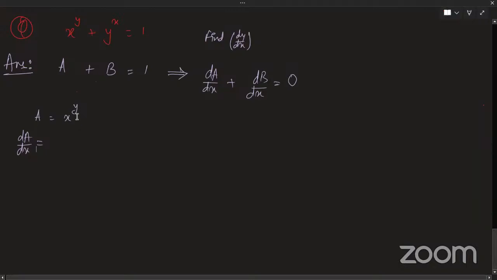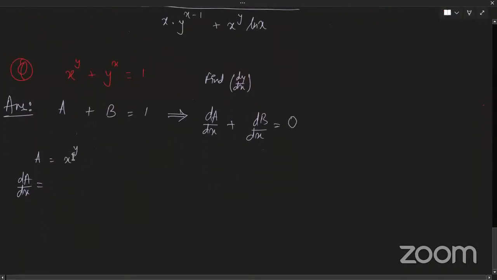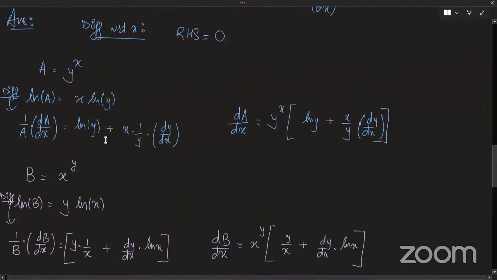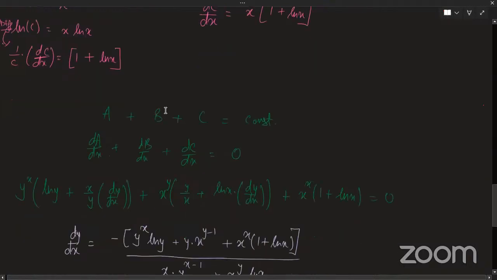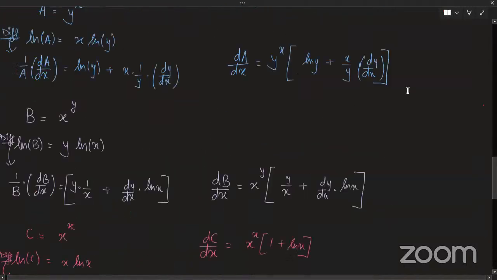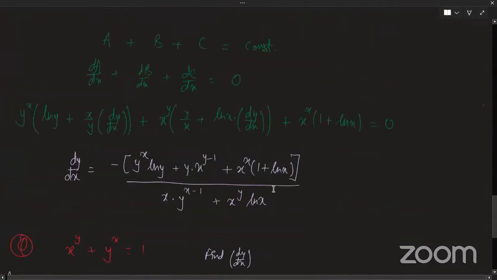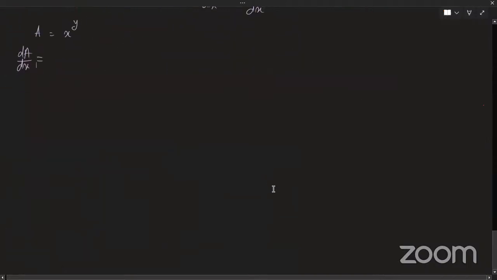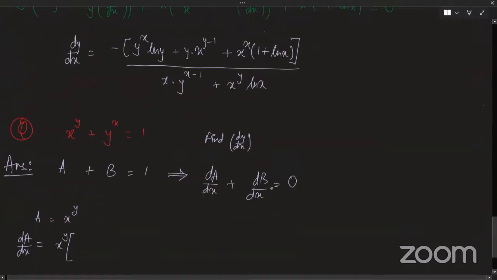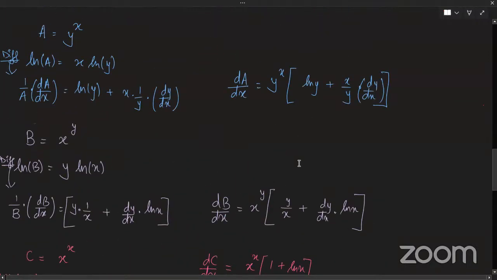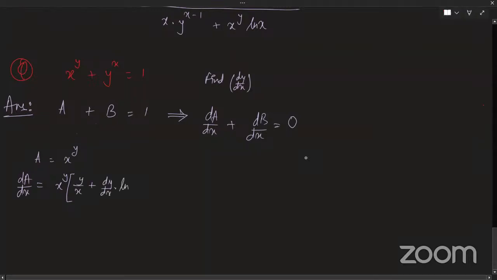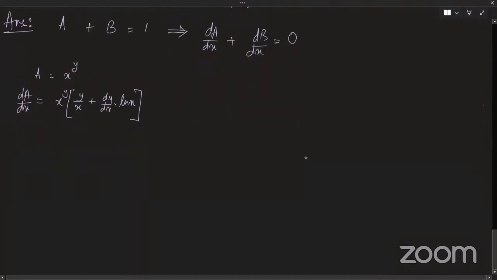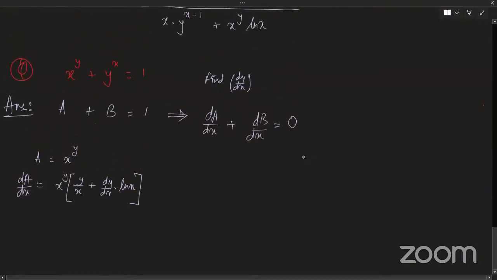Even though I can do it again, like x raised to y, take logarithm, apply chain rule, I have done it, so I'll copy it. x raised to y, I have already done it, so I'll just copy it. So I've got x raised to y into y by x plus dy by dx into ln x. I have just copied it from the question.